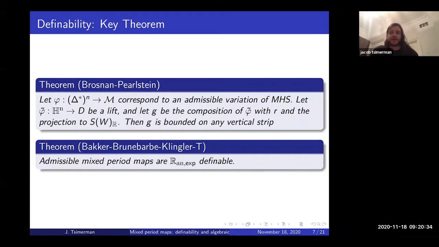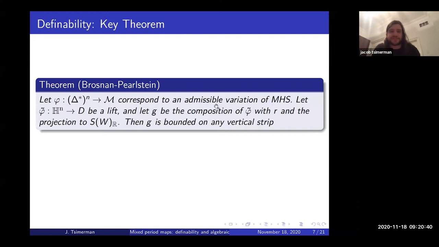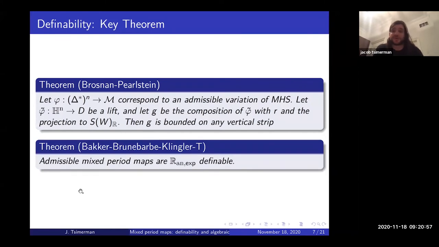So I just want to mention that we picked the SO2 splitting here because Brosnan and Pearlstein proved the theorem for that splitting. We have no idea if the theorem is still true for the delta splitting or not. If it's true in that case, then you would have this theorem for the corresponding definable structure given by the delta splitting.